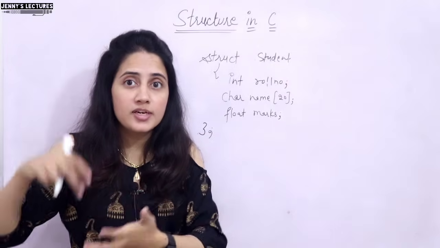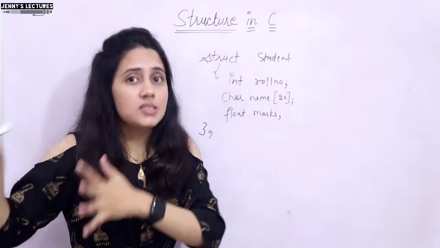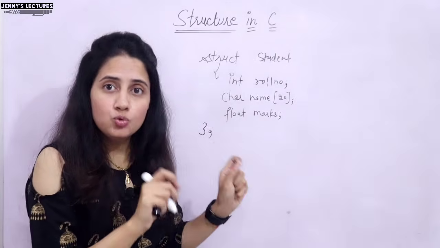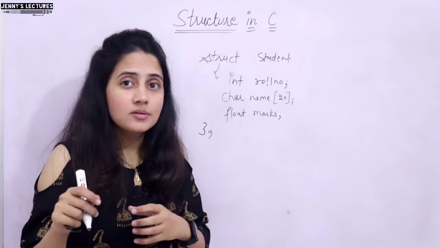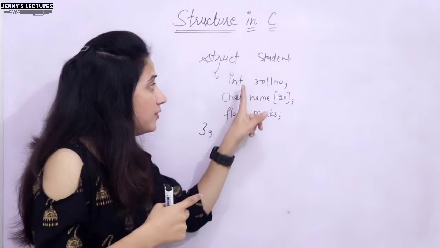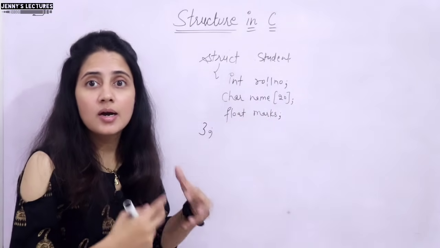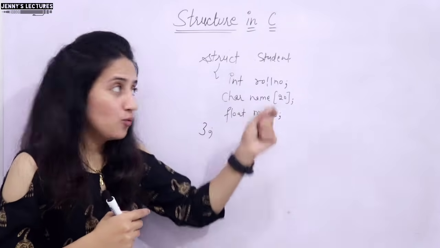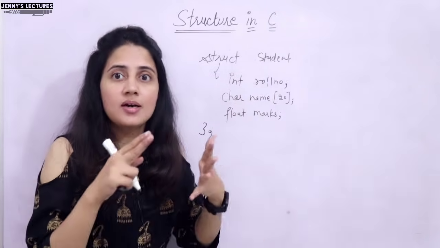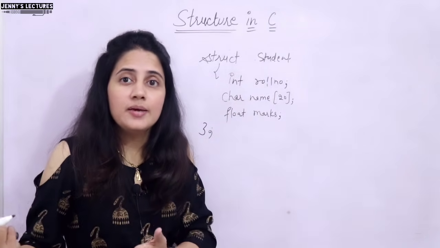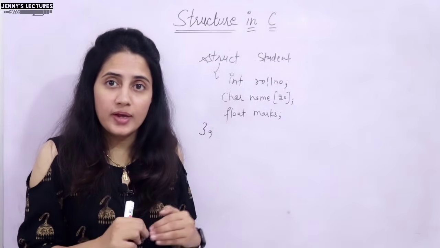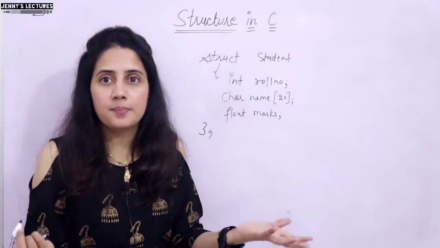If you want to process those data structures, then also we will need structure, right? So, structure is what? It's a user defined data type that groups elements, or you can say variables, of different data types under a single name. What is the name? Student. That is structure, or you can say structure is a collection of one or more variables of different data types that are grouped together under a single name.